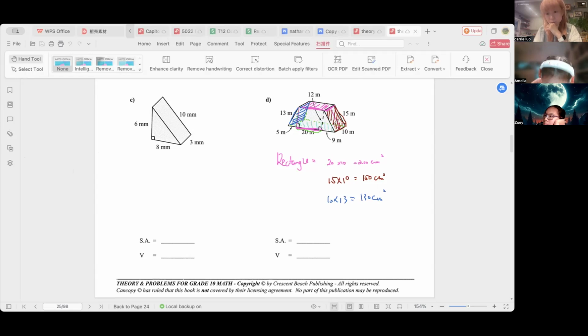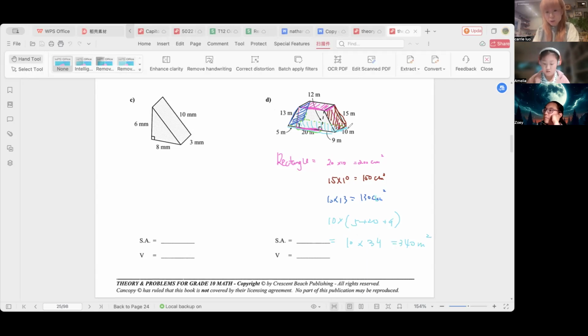So what is this one? We know this line is still 10, right? But this one, so Zoe asked me, it's 5 plus 20 plus 9. Correct? So the answer is 10 times 34 equals 340 meters square. Sorry, there's no centimeter, it's all meters. Okay, last but not least is the front and back.